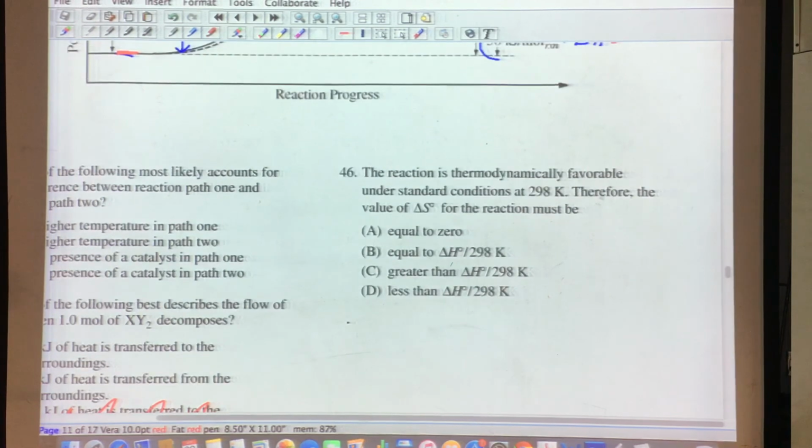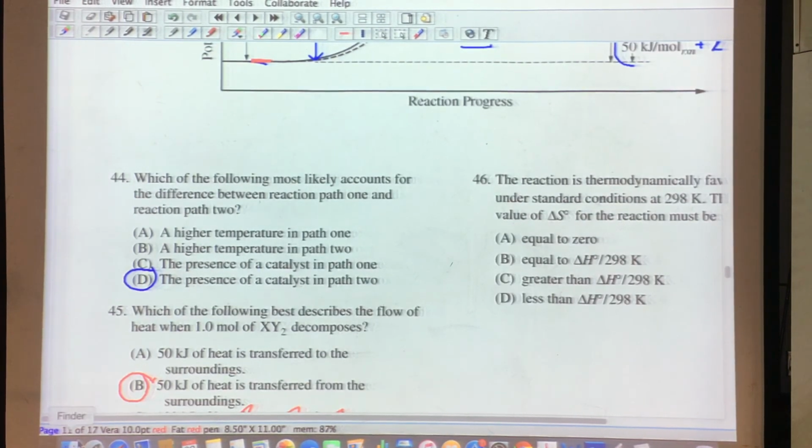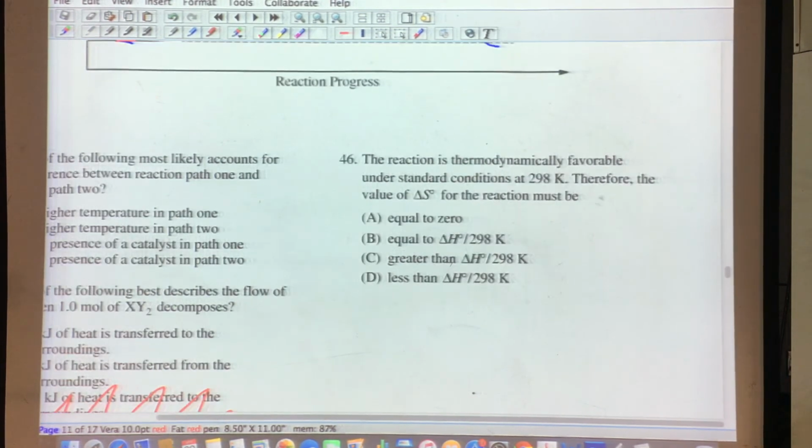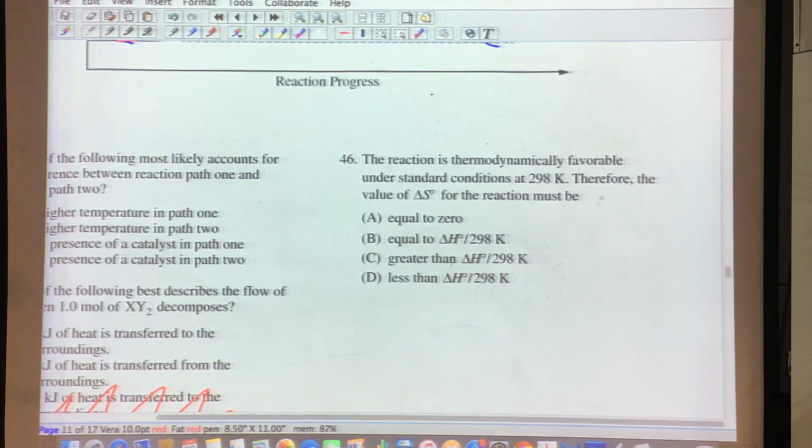And here's another delta S question. I like this. You're going to see questions like this, 46 definitely. Okay, in 46, the reaction is thermodynamically favorable. Okay, now what does that mean? Delta G is equal to what? If it's thermodynamically favorable, you gotta get this down. Delta G is positive or negative? Negative, correct.